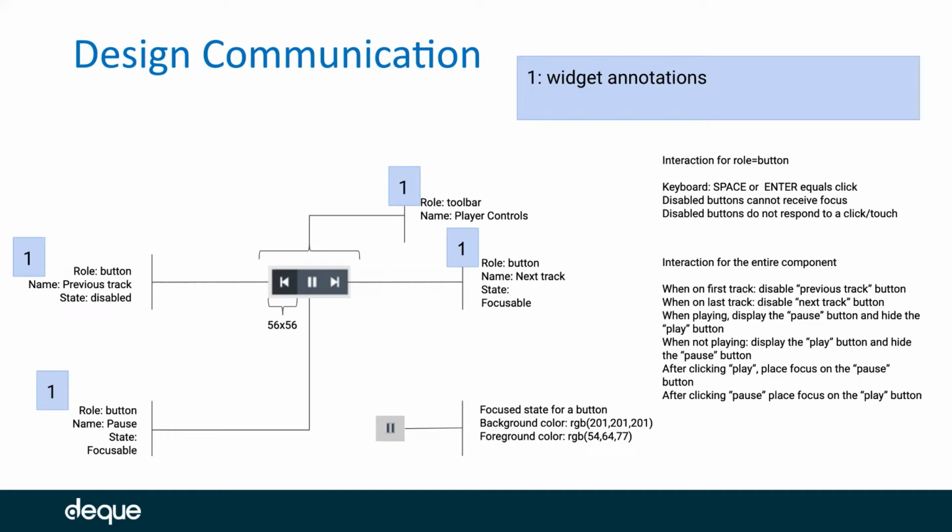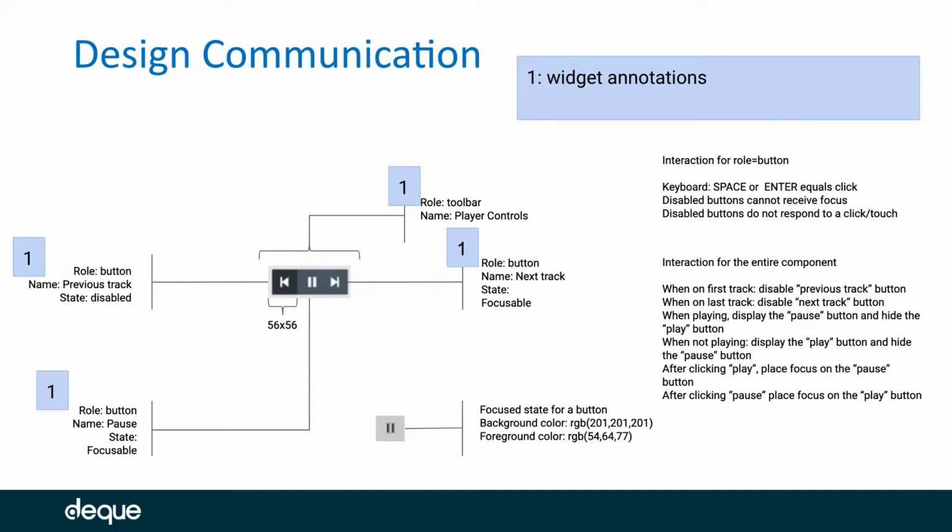In this case, we've got a toolbar that consists of 3 buttons, and each of those is in fact a button. The role of that first one is button. The name is previous track, and the state is disabled. So we're communicating role, name, state, and value, if there were a value of this element.